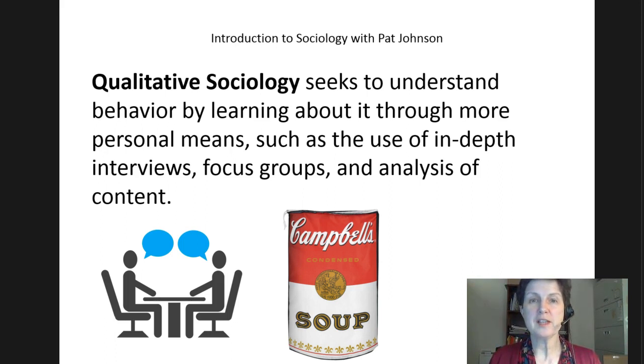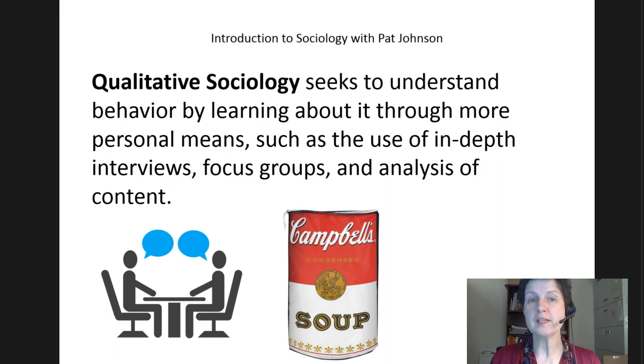What I found was that prior to World War II, Campbell's soup was marketed as a very nutritious food for a woman to feed her family. During World War II, it was marketed as a speedy convenience food for the woman who was coming home from work, who was working in a factory. And after World War II, it went back to being marketed as a nutritious food, not a convenience food.